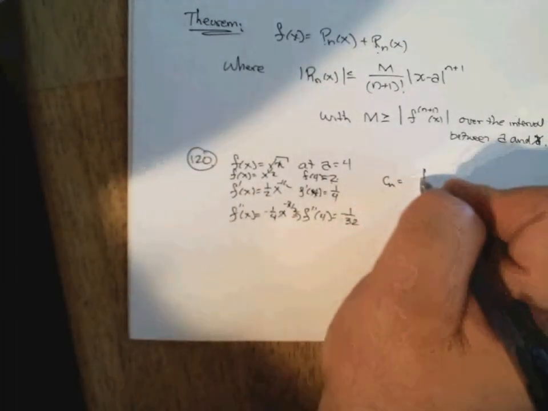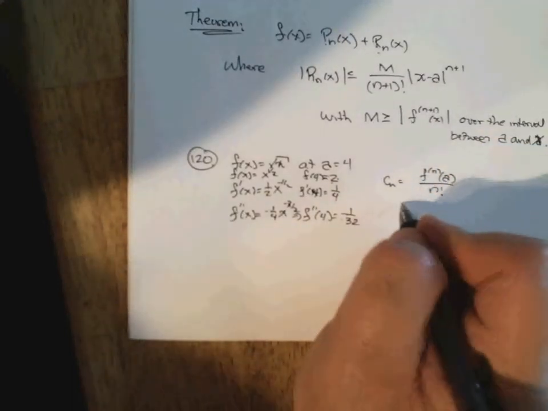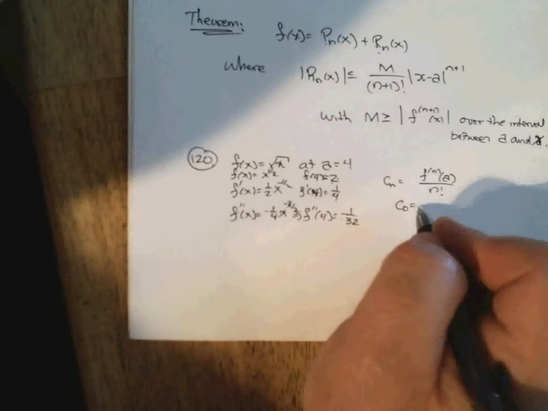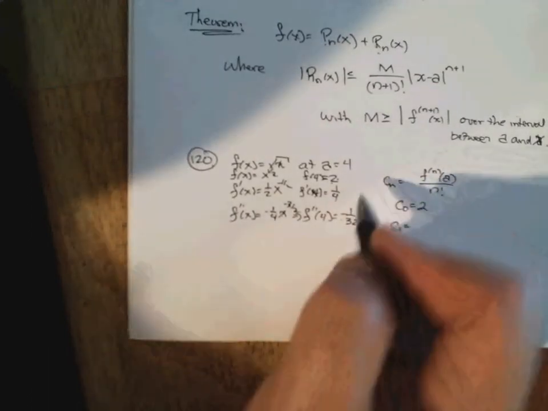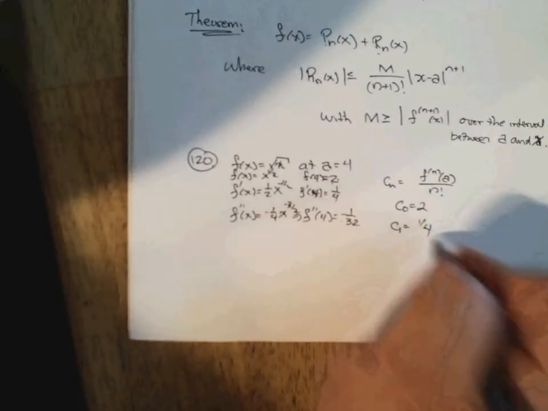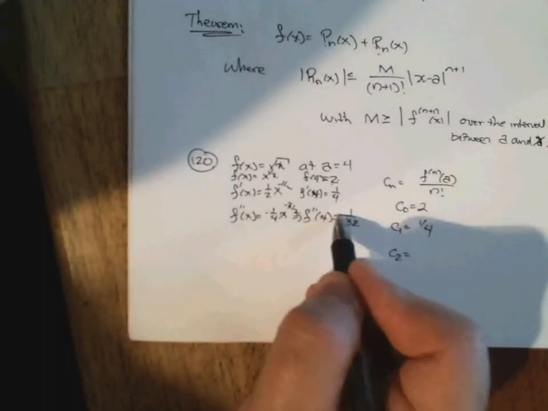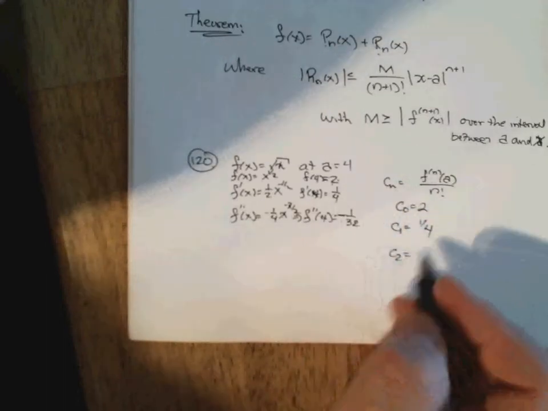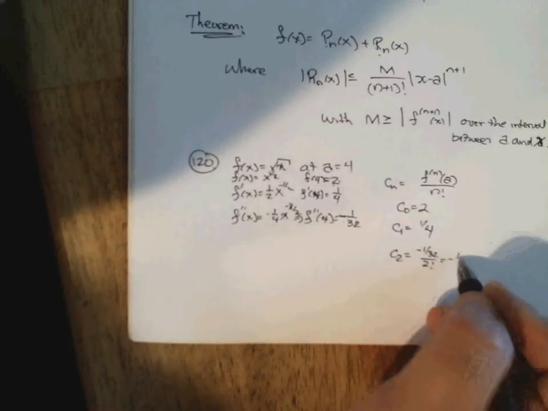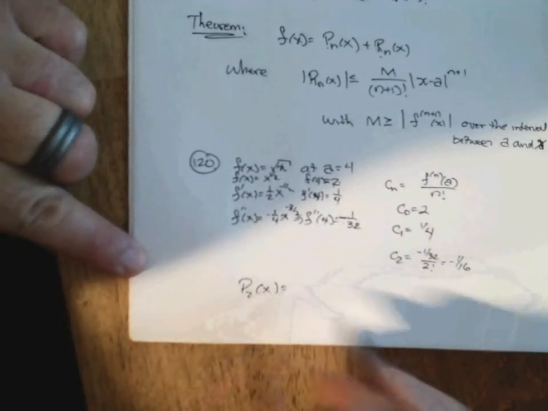Now remember the formula for c. C sub n is the nth derivative evaluated at a divided by n factorial. So that means that C0 is the 0th derivative evaluated at the center divided by 0 factorial, meaning just 2. C1 is the first derivative evaluated at a, which is this, divided by 1 factorial, which is a fourth. C2 is the second derivative evaluated at a, this negative 1/32, divided by 2 factorial, which is negative 1/16.